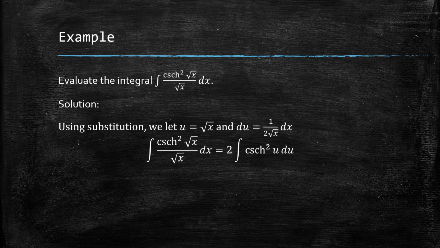By doing the substitution, we get the integral is equal to 2 times the integral of the square of the hyperbolic cosecant of u du. Integrating that, we get negative 2 times the hyperbolic cotangent of u plus c. Back substituting, we get the answer is negative 2 times the hyperbolic cotangent of the square root of x plus c.